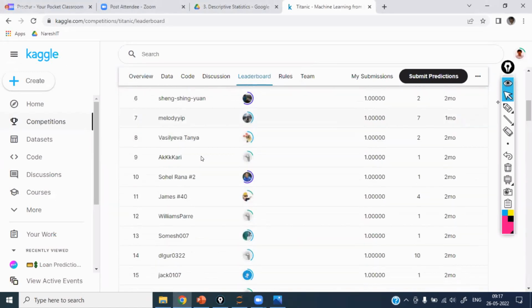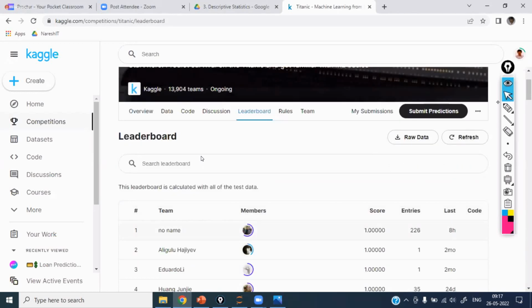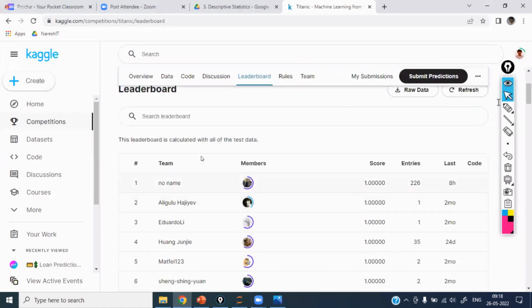Oh, this person has 226 entries, extraordinary. First, we have to appreciate his patience. This much patience we have to appreciate. Okay, so here in my resume I am going to keep top 2 percentile from Kaggle. I am going to write like this.